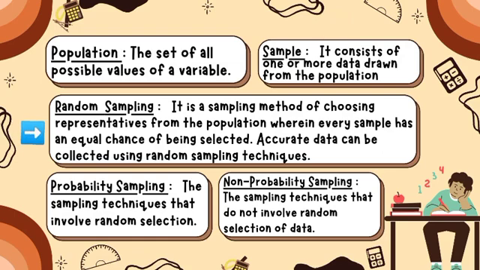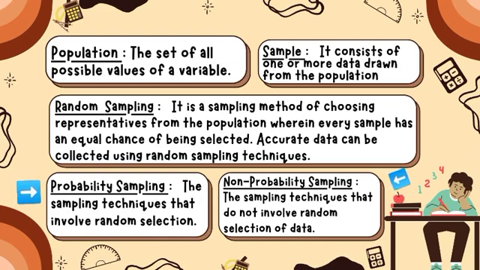Next is random sampling. It is a sampling method of choosing representatives from the population, wherein every sample has an equal chance of being selected. Accurate data can be collected using random sampling techniques. Mas okay itong random sampling to choose your respondents para maiiwasan ang pagiging bias sa pagkuha ng respondents para maging fair yung pagkuha natin. So, meron tayong dalawang klase ng random sampling, the probability sampling and the non-probability sampling.